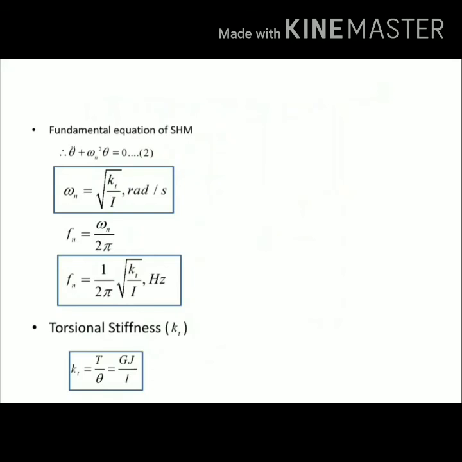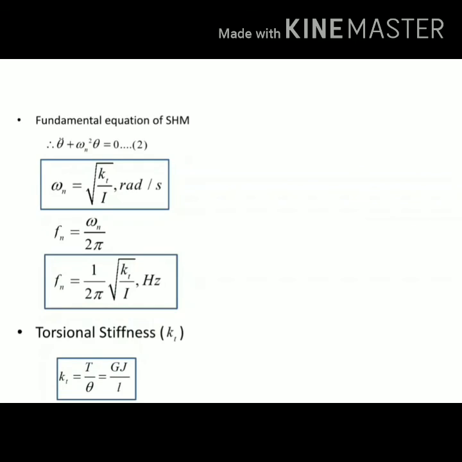We know the fundamental equation of simple harmonic motion, theta double dot plus omega n square theta is equal to 0. So compare equation 1 and 2. We can write omega n is equal to under root of kt by I in radian per second. So we know that frequency f n is equal to omega n divided by 2 pi. So we get f n is equal to 1 by 2 pi under root of kt by I in hertz. The frequency of free undamped torsional vibration is 1 by 2 pi under root of kt by I in hertz.